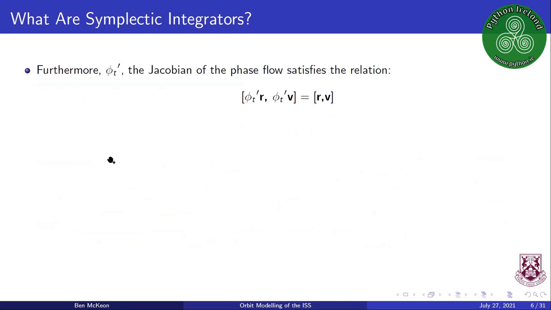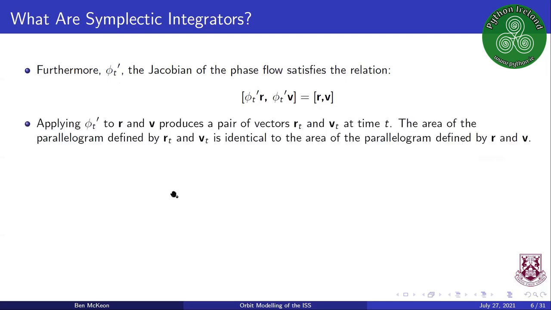So then, if we take the Jacobian, which is, I'm not entirely correct, but I suppose an easy way to think about it, the derivative of that phase flow, we see that it satisfies the relation. If we apply the Jacobian to the two vectors R and V, we see that the area of that parallelogram is the same as the area of the parallelogram we had in the beginning. That produces a new pair of vectors, and if we create a parallelogram based on those two vectors, the area is identical to the one we had at the start.